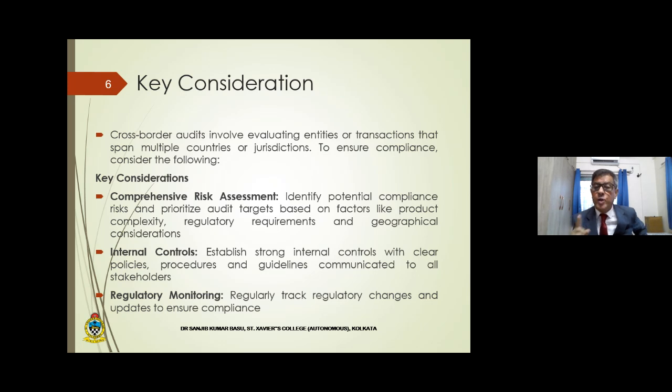To ensure compliance, we have to consider the following. Number one, comprehensive risk assessment. We call it different types of risk. I'm not talking about the financial risk. I'm not talking about the business risk. I am talking about different other types of risks here. So say, for example, I can share one of my experiences in conducting an impairment test, impairment audit, in a foreign country. And in case of an impairment test, you may know that we have to convert the present value into fair value. And in converting those values into fair value, we have to discount it with the help of a fixed discounting rate.